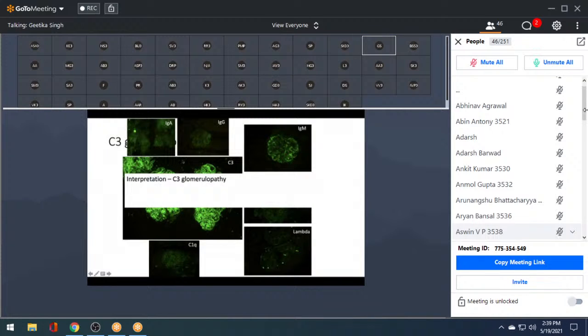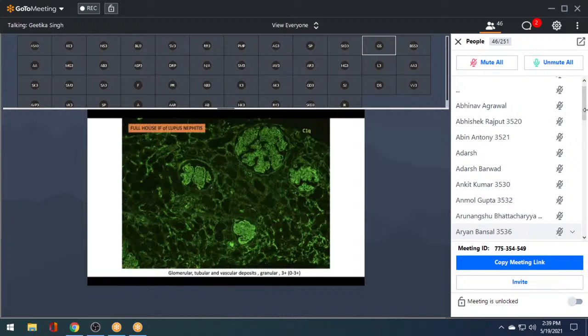So the interpretation on this panel would be that there's a pure C3 on immunofluorescence. Okay? And like Dr. Adarsh told you, the continuum. So this patient could maybe have a DPGN on histology, could be an MPGN on histology. It depends on what stage you're biopsying the patient at.